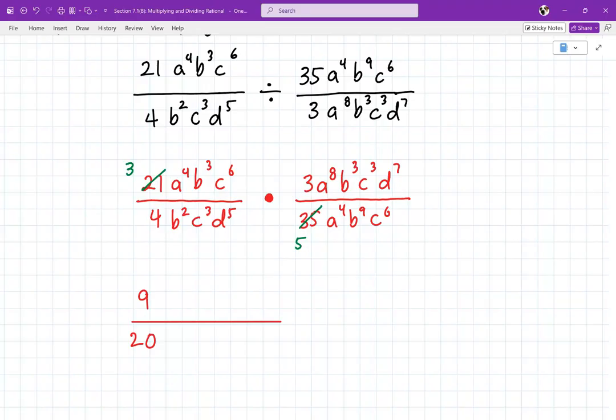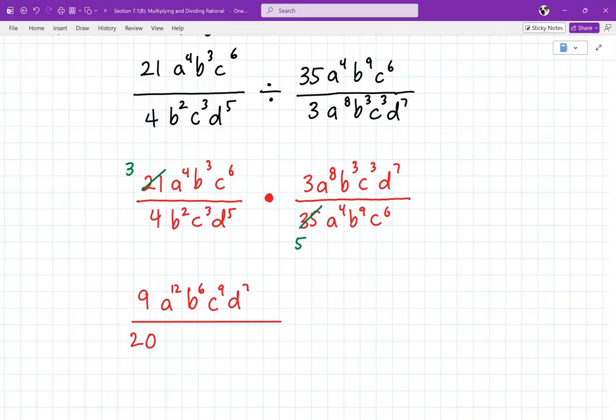All right, let's get our a's together. A to the 4th times a to the 8th on top, that's a to the 12th. I'm going to put a to the 12th power. Next is b. I have b to the 3rd times b to the 3rd, that's b to the 6th. Then c, I have a c to the 6th and a c to the 3rd, that's c to the 9th. And then the variable for d is d to the 7th. Okay, so there you go, top's done.